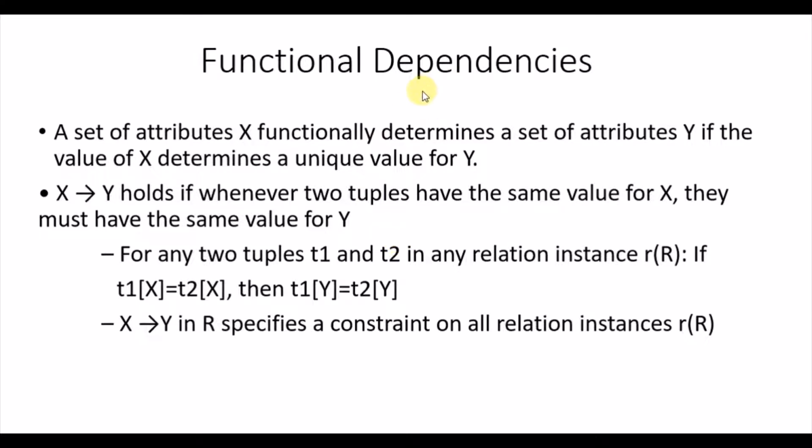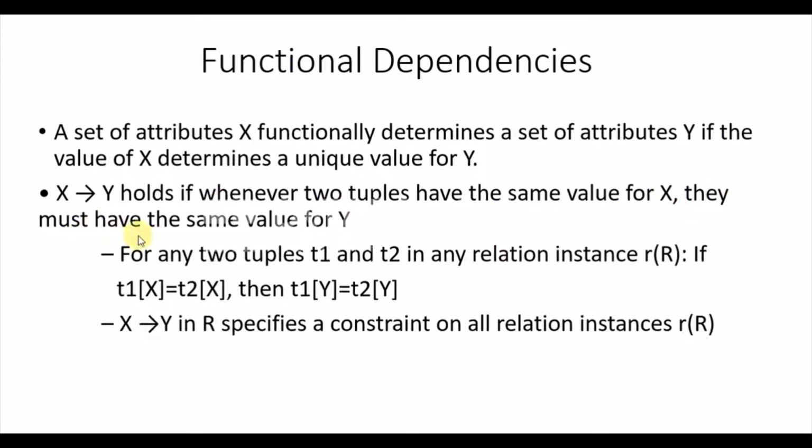As I told you, we'll have a quick recap on functional dependencies, and we know how we can define a functional dependency. A set of attributes X functionally determines a set of attributes Y if the value of X determines a unique value for Y. We have a set of attributes X and another set of attributes Y, and we denote it like this: X determines Y. This holds if whenever two tuples have the same value for X, they must have the same value for Y. That is the condition for this functional dependency.